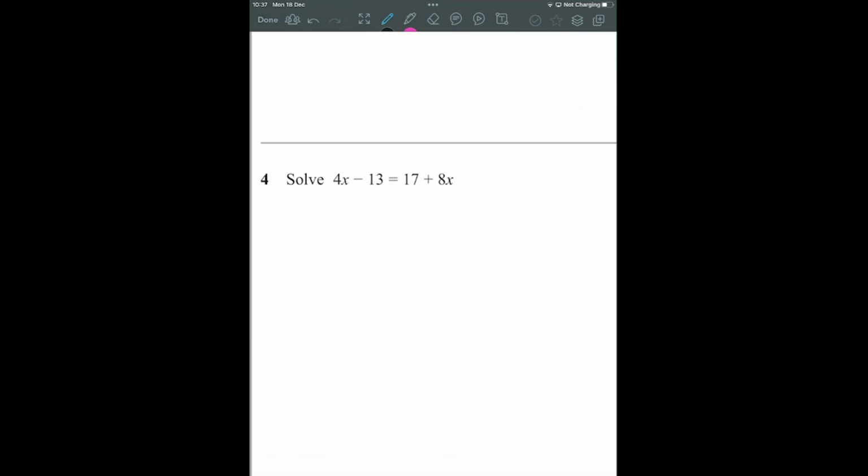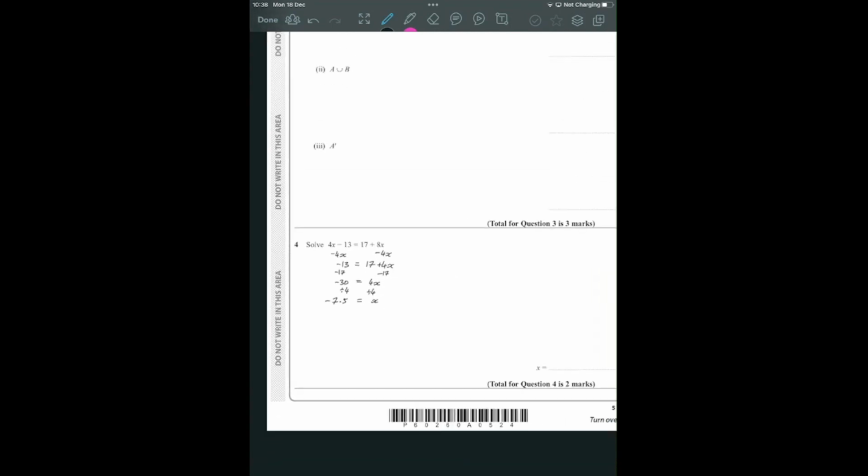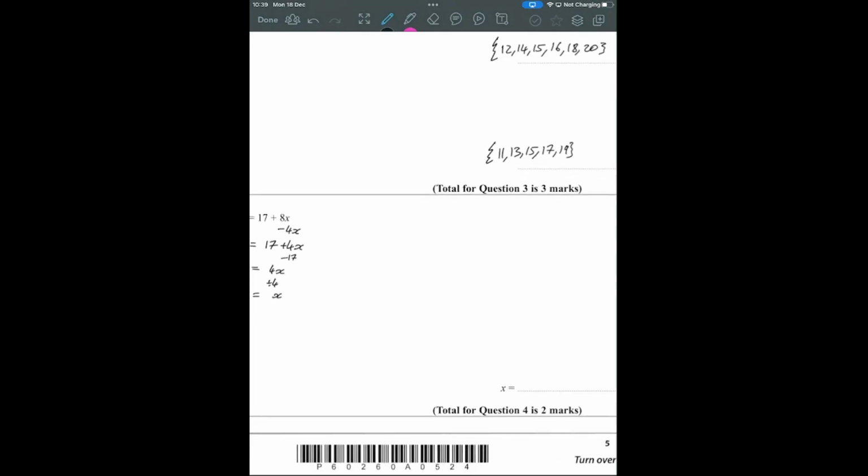Question 4, a nice solve question. Let's undo the layers. I'm going to move the smallest amount of x to the other side, so now I have x only on one side. And then start to undo the layers. Subtract the 17 to get rid of it. And finally divide through by the 4. And that should be negative 7.5 or 15 over 2 if you prefer to leave it improper. To finish off that question, let's just put the answer on the answer line.